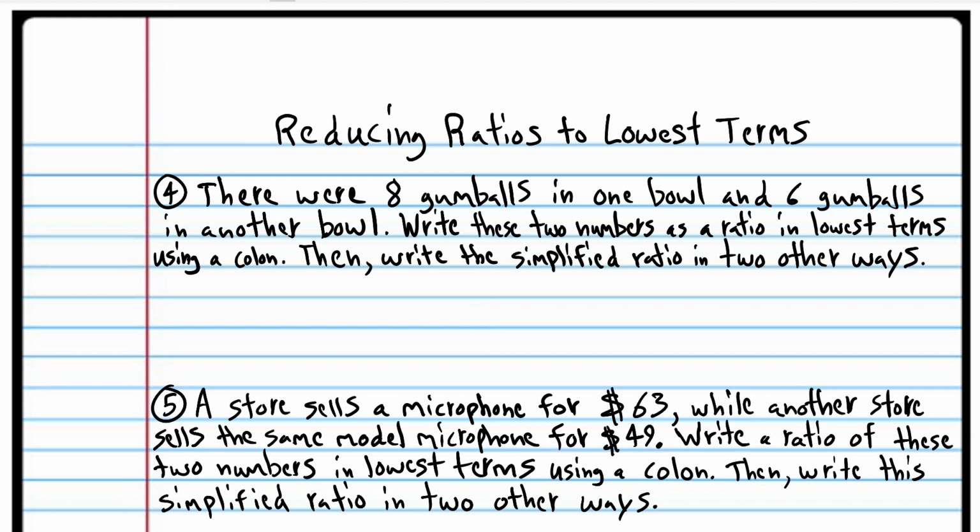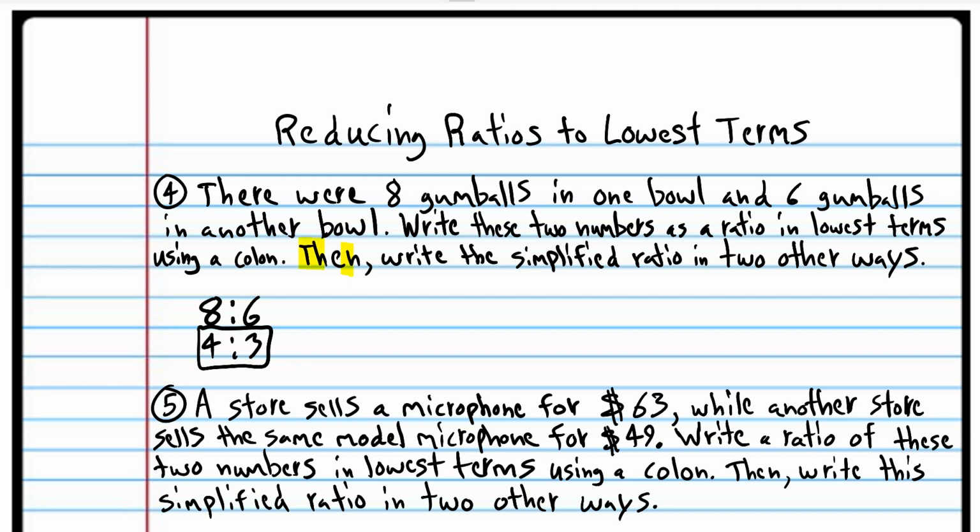So that's what we're going to do for number 4. There were 8 gumballs in one bowl and 6 gumballs in another bowl. Write these two numbers as a ratio in lowest terms using a colon. So if we write the numbers they gave us, it's 8 to 6. But if we divide both those numbers by 2, we get 4 to 3, and that ratio is in lowest terms. But we can't go on yet.